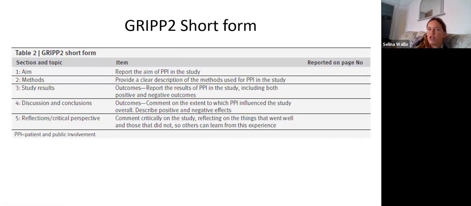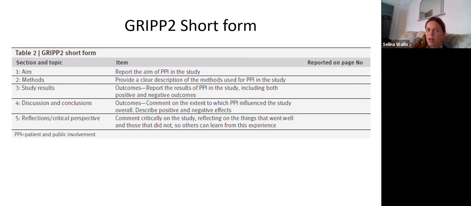Most people will use this short form. The long form is much more detailed, and it's for papers where the whole point of the paper is about public involvement. So maybe the sort of thing, Jenny, where you did the research for patient benefit, where the planning of the whole paper was very much around co-production and involving members of the public. That was the point of the work. But most of the time people will be using this short form, and this is what it might look like if you put it into your paper.